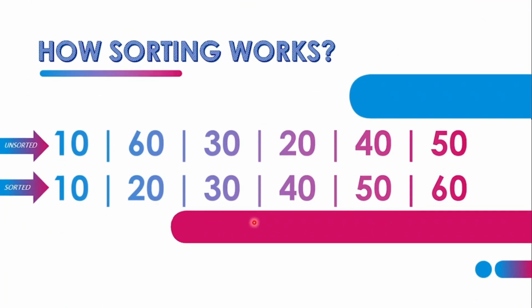So let's now understand how sorting algorithms work. This is a very basic example. I hope you all are able to understand that. We have a collection of numbers: 10, 60, 30, 20, 40, 50. After performing sorting on it, the sorted data is going to be 10, 20, 30, 40, 50, 60. So this is the basic goal of a sorting algorithm. As you can see, it's arranged in ascending order. Through this, we can understand the basic goal of a sorting algorithm.